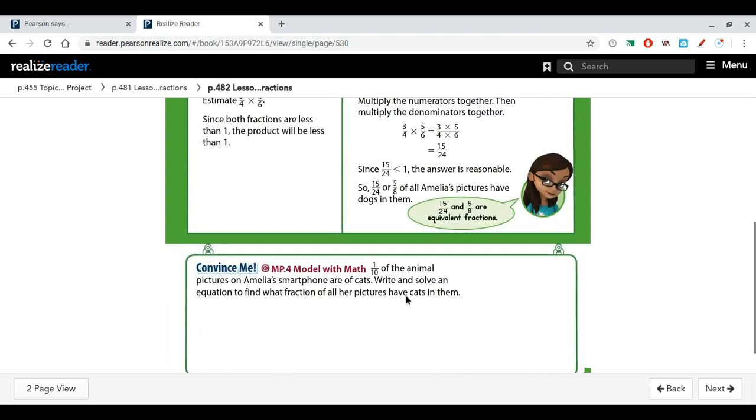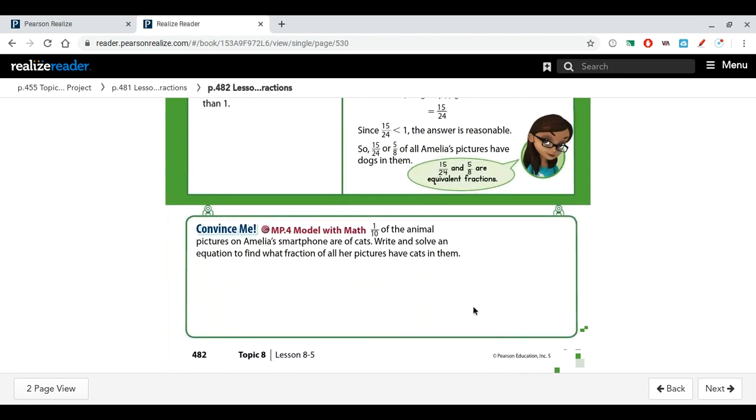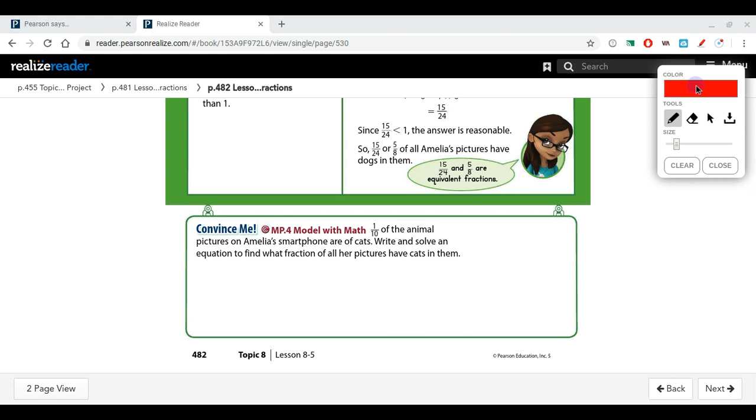step before we multiplied. So the reason that I like to use cross cancellation is sometimes you end up with large values and that makes that hard to simplify. Whereas if I can simplify before I start my problem, it makes looking at simplifying after I multiply a little bit easier. Okay. It says 1/10 of the animals pictures on a million smartphones are cats. Write and solve an equation to find what fraction of all of her pictures have cats in them.